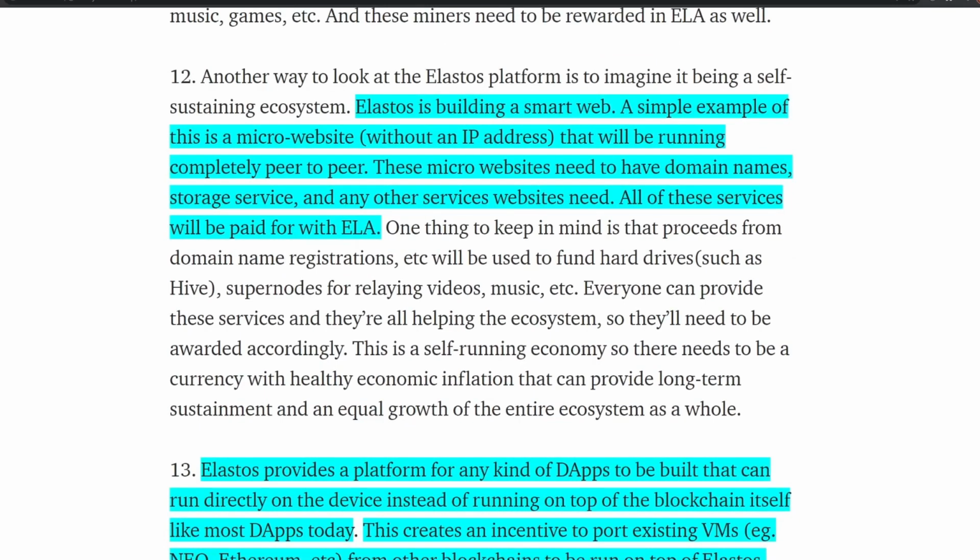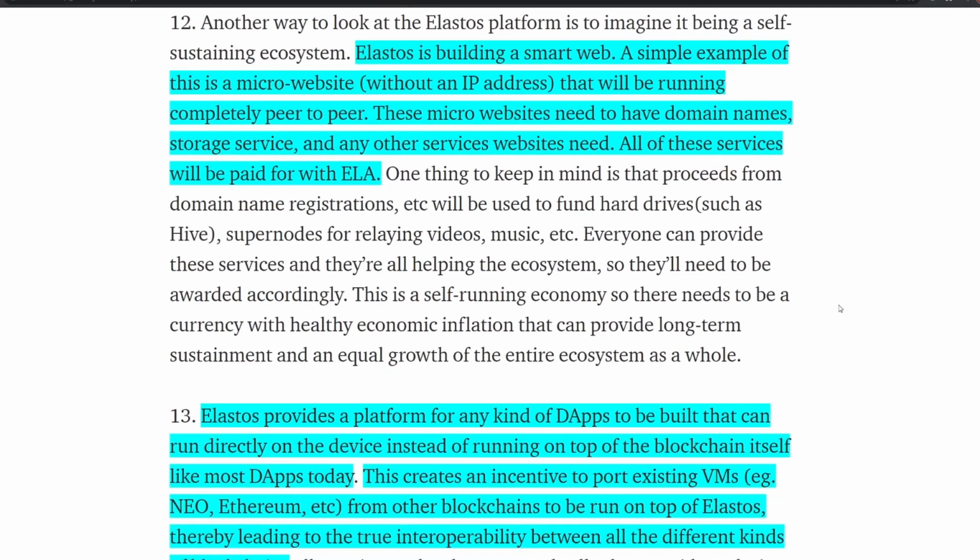All right, so kind of trying to paint the picture for what Elastos is doing. Elastos is building a smart web. A simple example of this is a micro website without an IP address that will be running completely peer-to-peer. These micro websites need to have domain names, storage service, and any other services websites need. All of these services will have to be paid for with ELA. So if you're going to use Elastos, you're going to need the ELA token or coin.